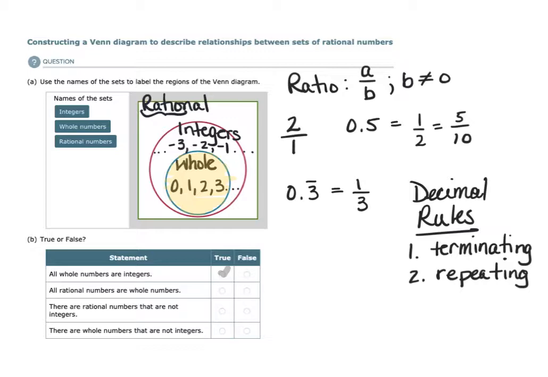All rational numbers are whole. Well, with this one, we look and we see that there are going to be some rationals out here that are not inside the whole number circle. So that one would be false. And that's how you're going to do this on all of these. You're just going to sit and look at your Venn diagram and decide, is this a true statement? Do all of these numbers fit inside this other category, or are some of them outside that category? And again, watch for the double negatives.